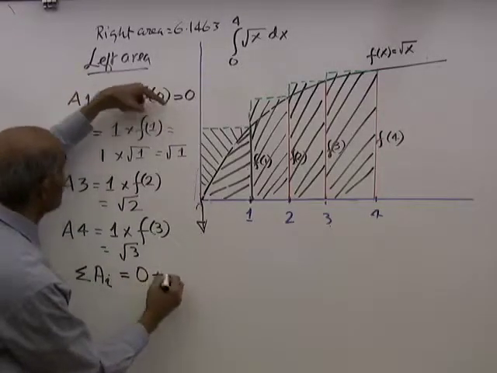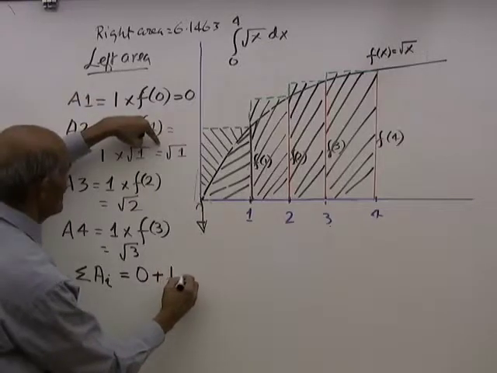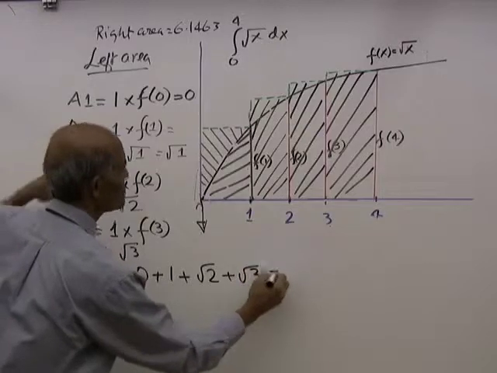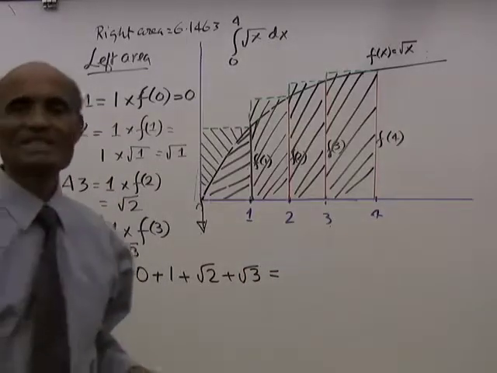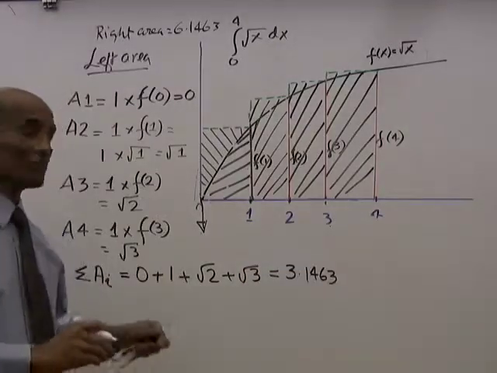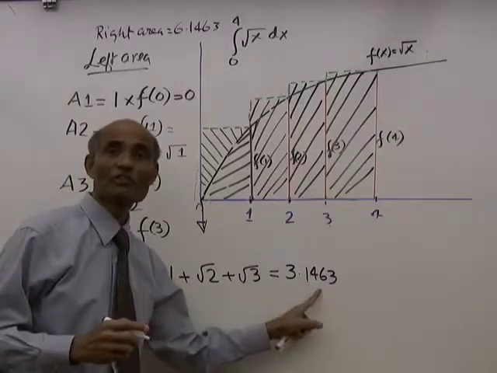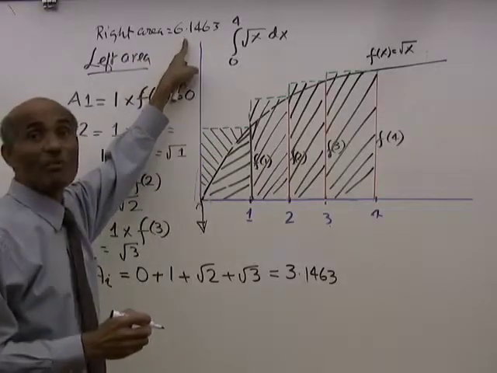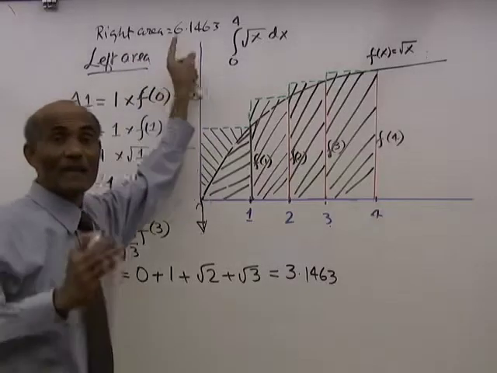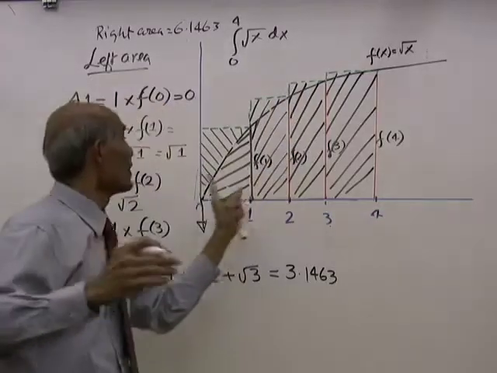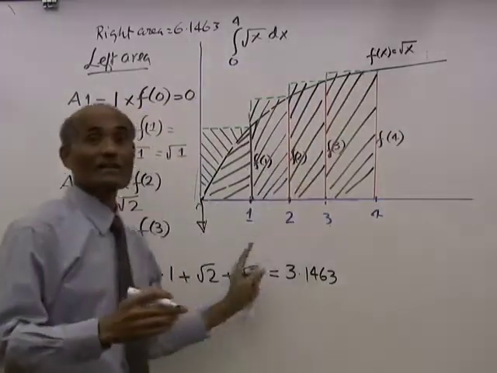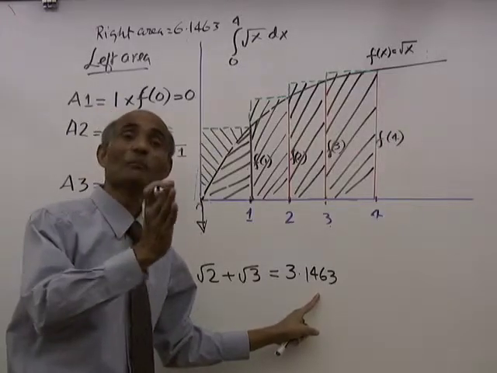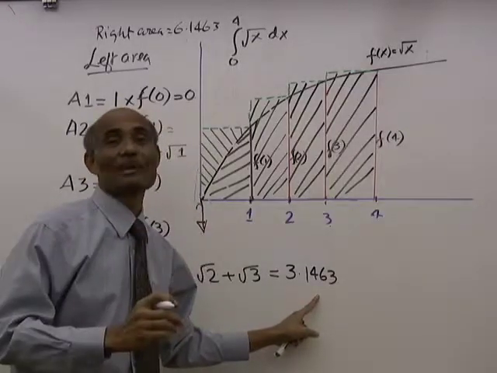0 plus 1 plus square root 2 plus square root 3, and what's that equal to? Did you get it as 3.1463? Well, the right area is 6.1463, and that is much more than the actual area. The left area is 3.1463, and that is much less than the actual area.